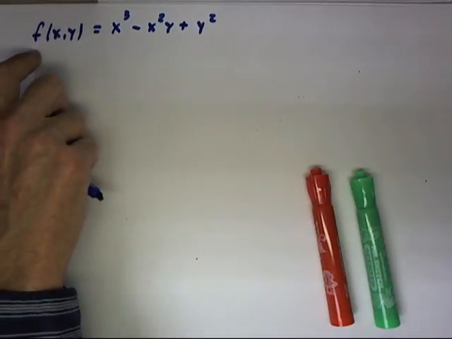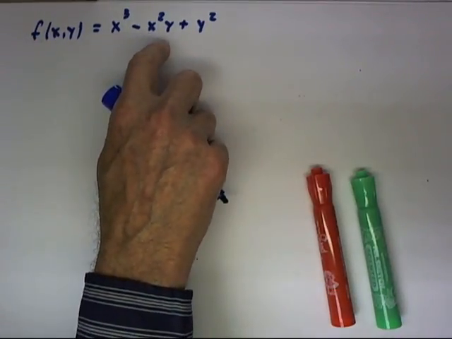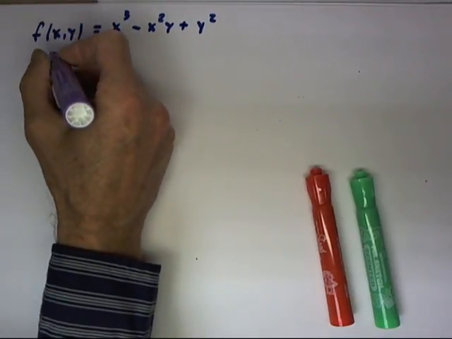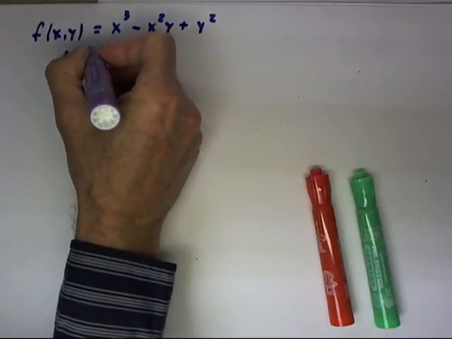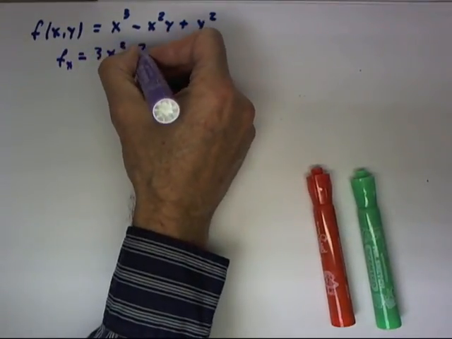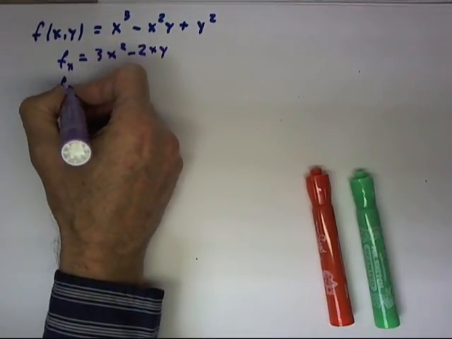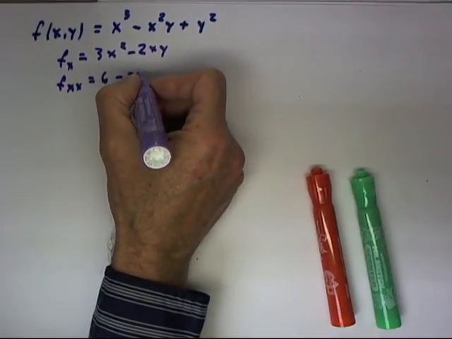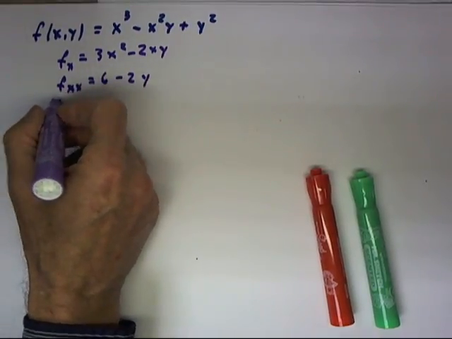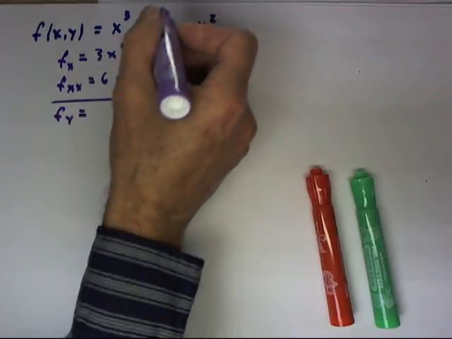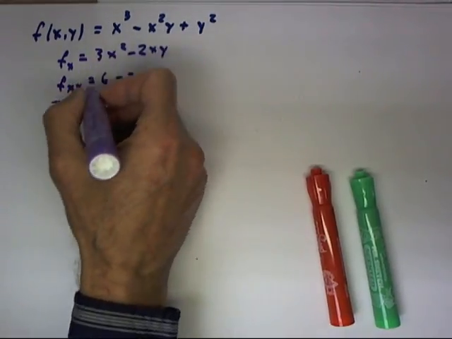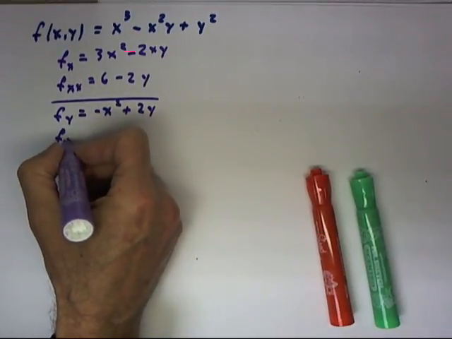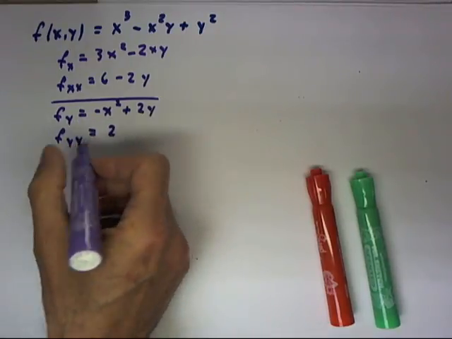As an example, let's consider the function f of x, y equals x cubed minus x squared y plus y squared. The x derivative is what? 3x squared minus 2xy. The xx derivative is 6x minus 2y. The y derivative of our function is negative x squared plus 2y, and fyy then is just 2.